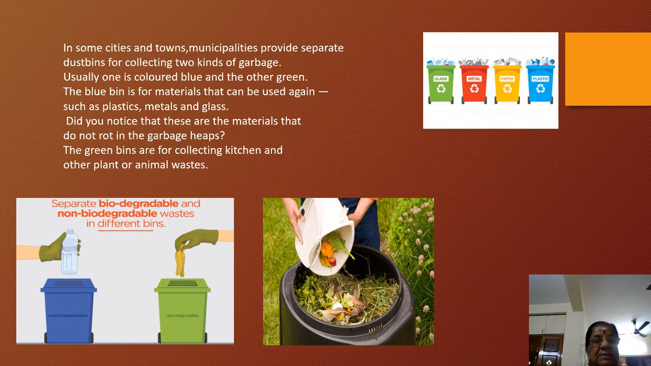The next one, see here, this figure, it is collection of waste. Collection of waste we are going to learn as degradable and non-degradable, biodegradable and non-biodegradable. Biodegradable means all domestic waste which can rot comes under biodegradable waste, especially kitchen waste. Domestic waste is biodegradable.